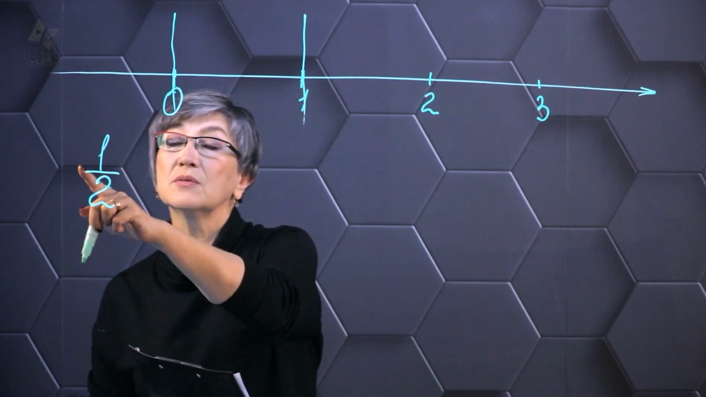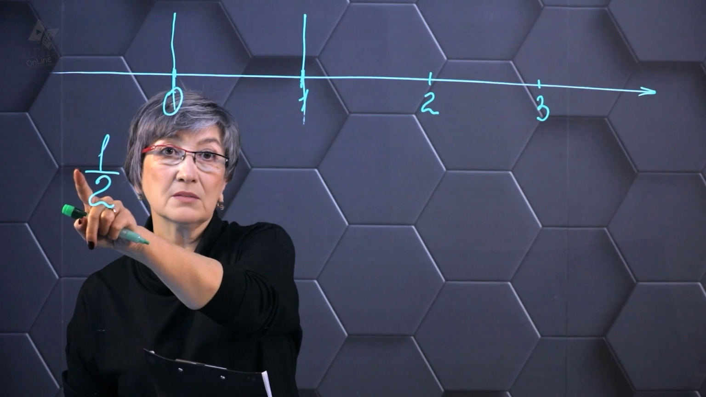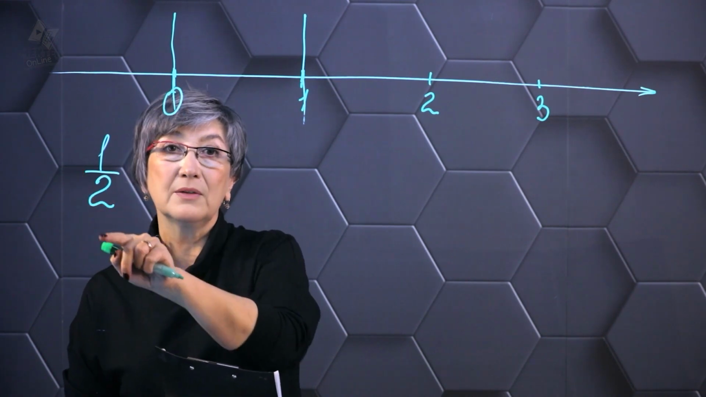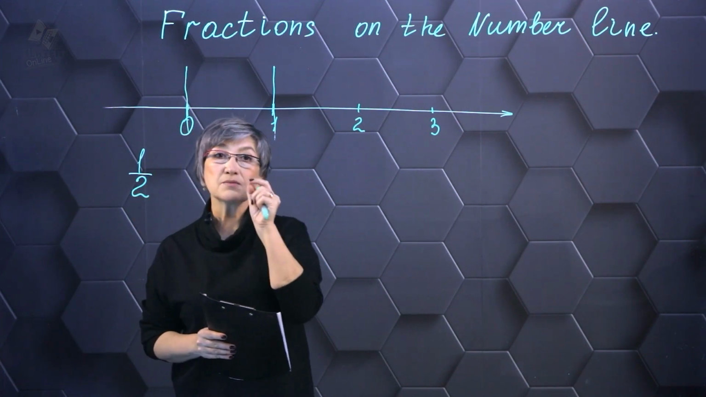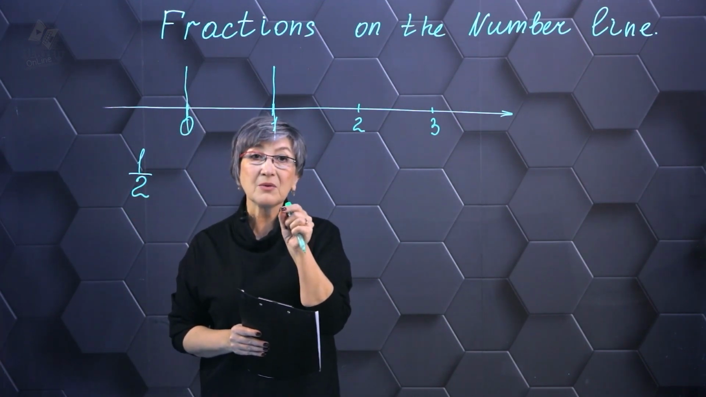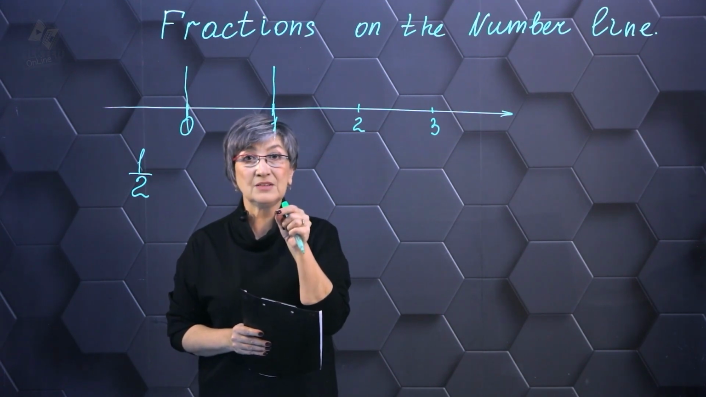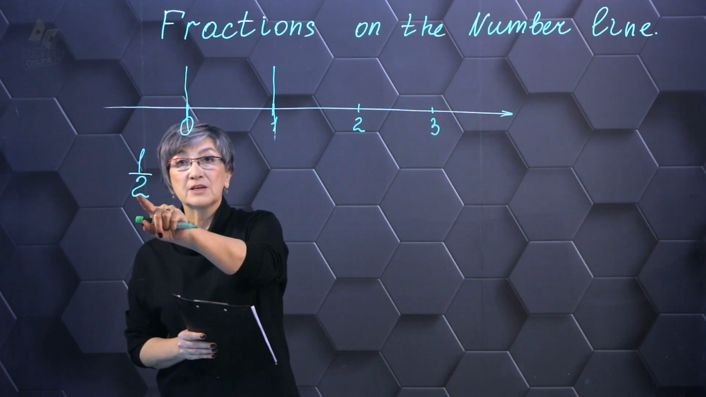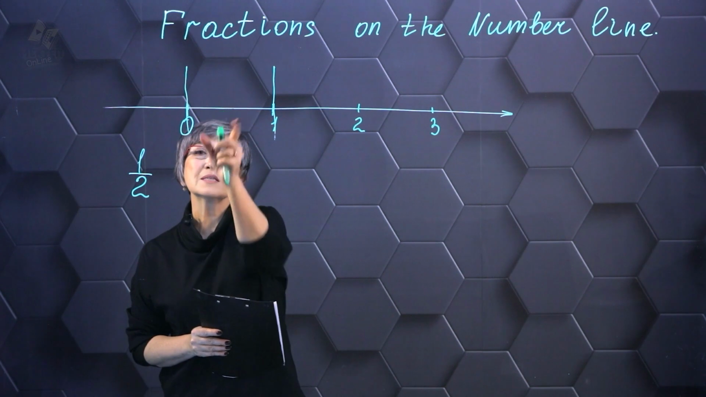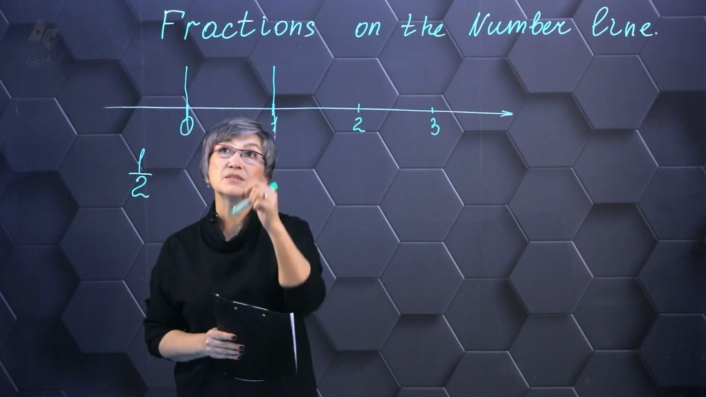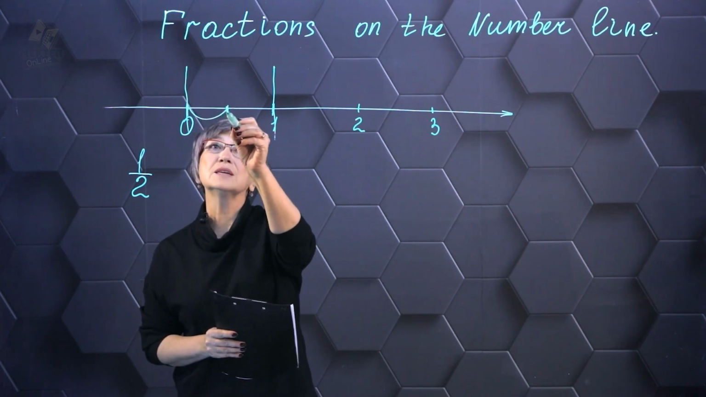Now, what do I do? First, I determine what the whole part is equal to. There is no integer part, or it's 0 integers. Next, I pay attention to the denominator. Why? Because the denominator of a fractional number shows how many parts I have to divide this unit segment into. In our fractional number, the denominator is 2, so I'm dividing my unit segment into 2 equal parts. So, one part and the same second part.